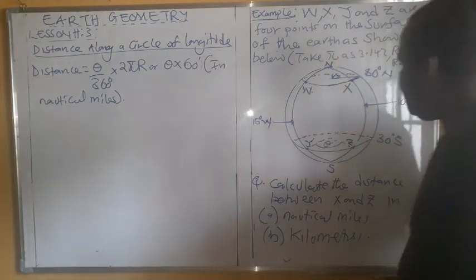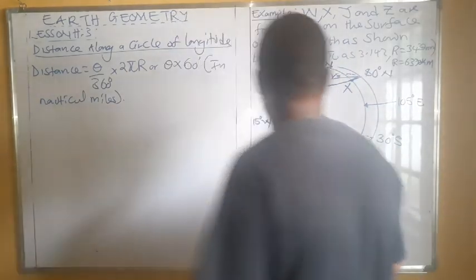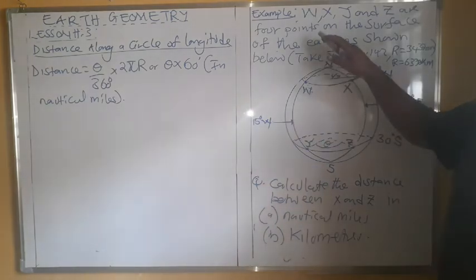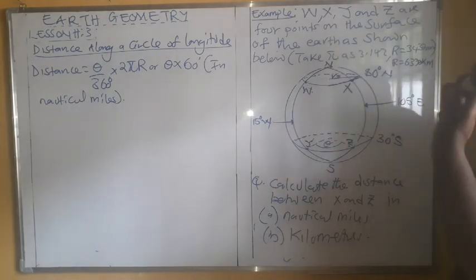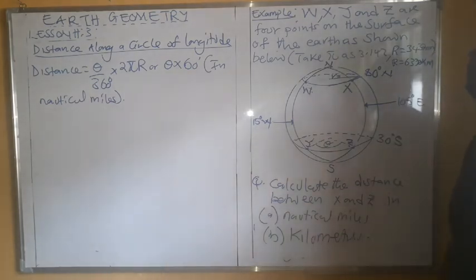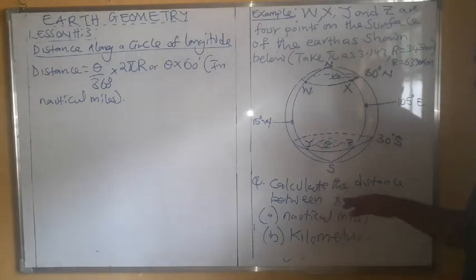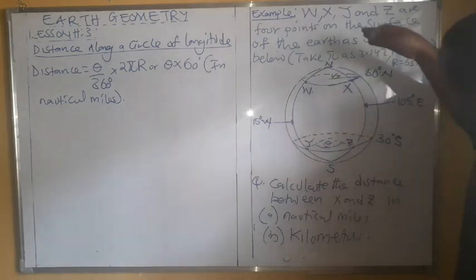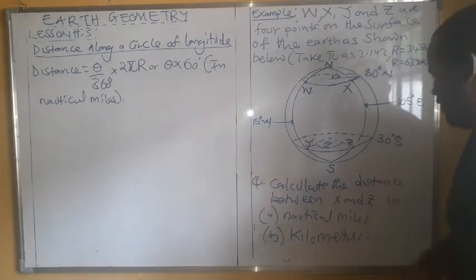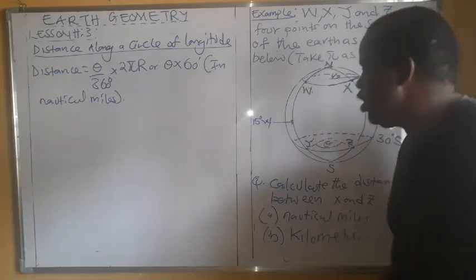Okay, so now let's look at this question, which is the same as the first example, but the only difference is that we are dealing with the longitudes here. So we are saying calculate the distance between X and Z. Where is X? This one. And Z. So we see that X and Z share the same longitude. How do we find their distance? One we are saying in nautical miles.